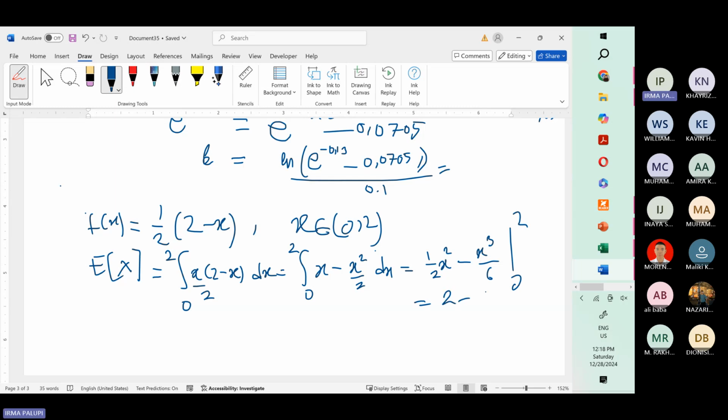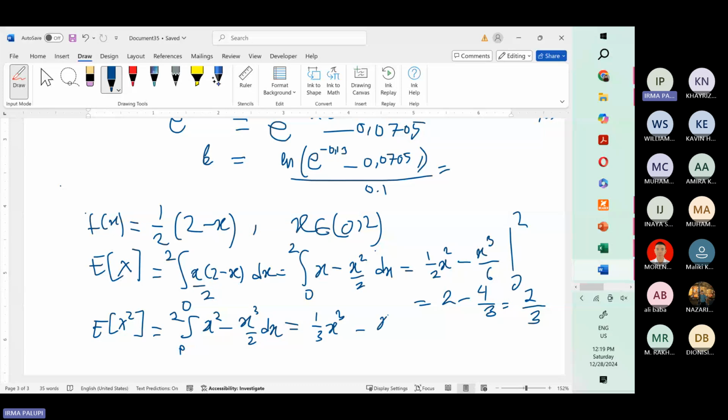And this is minus 8 divided by 6. Yeah, 8 divided by 6, which is 4 over 3. And 2 is 6 over 3, right? 6 minus 4 is 2, so 2 over 3. This is the expectation, and for the variance we will have something similar, but in this case we will have x squared minus x to the power of 3 over 2 dx. This equals 1 over 3 x cubed minus x to the power of 4 over 8, right?